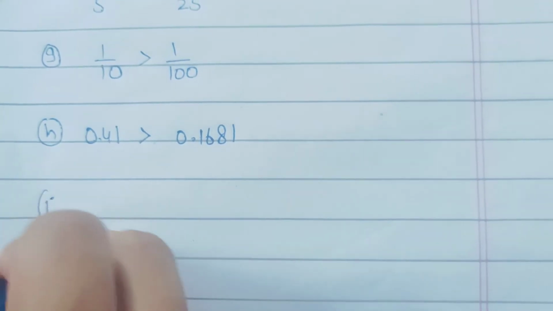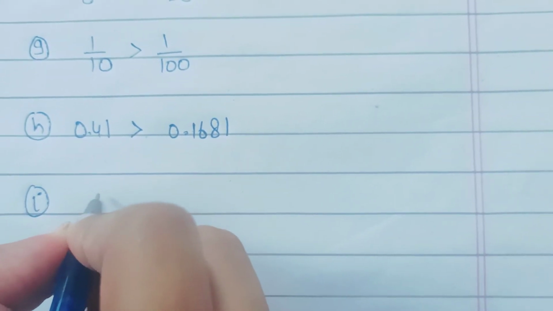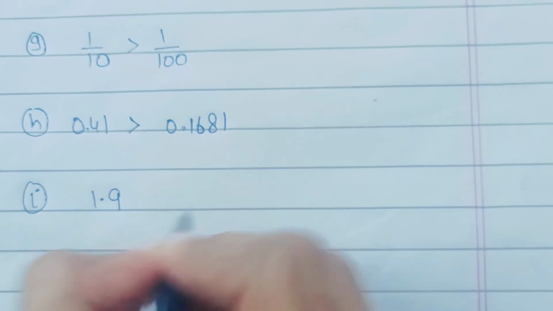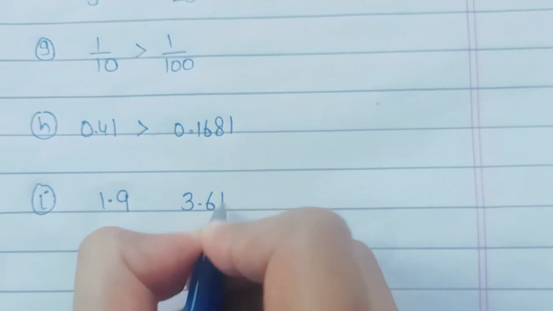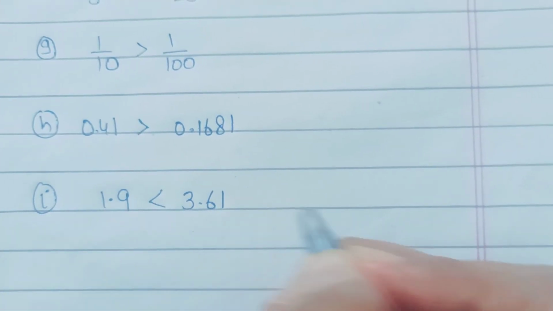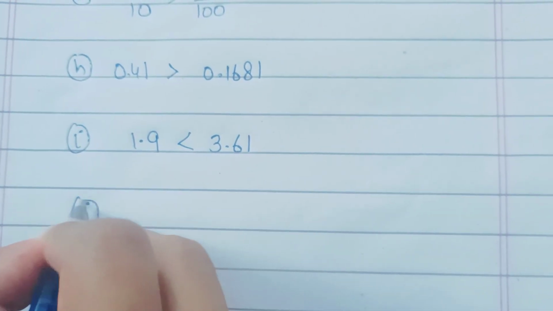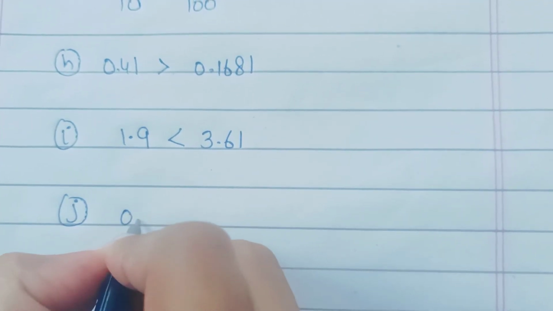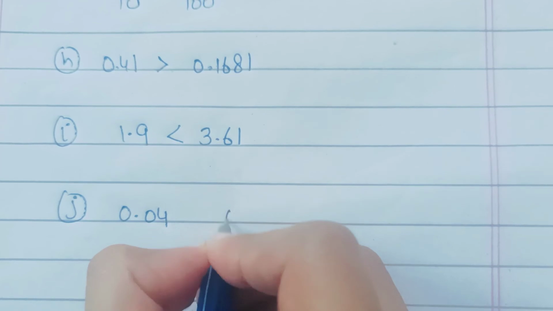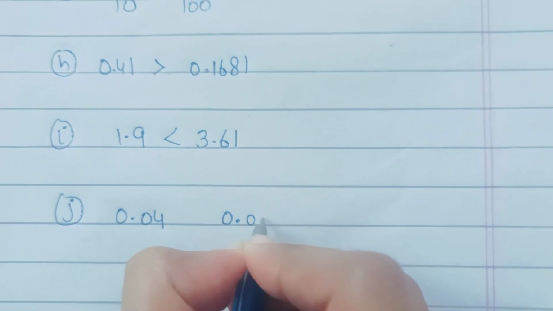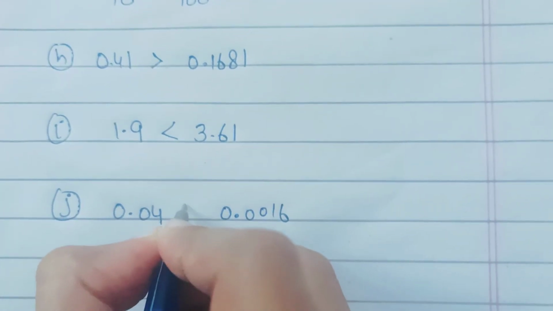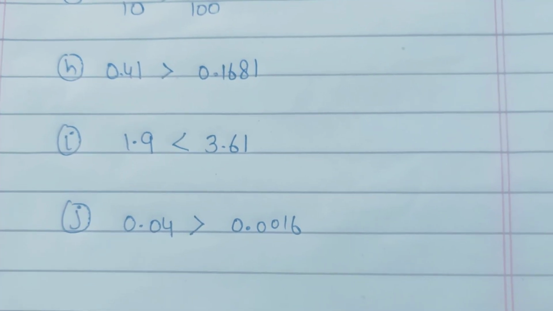Next, I part is 1.9 and its square is 3.61, so you can see the square of the number will be greater. Next, J part is our last part, 0.04. Its square will be 0.0016 and the number will be greater than the square.